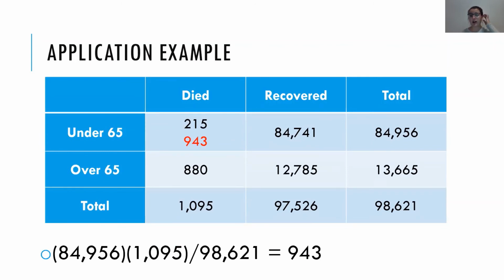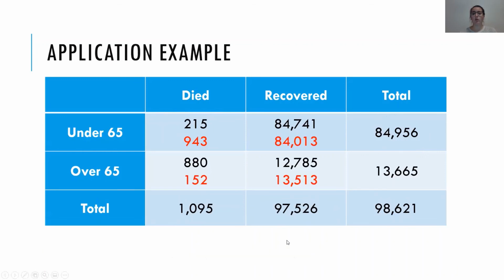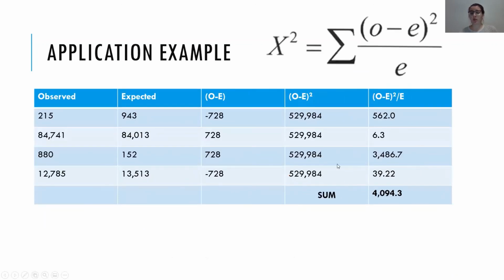Our first step to do our chi-square test is going to be to calculate our expected values. Again, you're going to take that row total times the column total divided by the table total. For this first category, for people who are under 65 who have died of COVID, we're going to go across, take our row total, 84,956, multiply it by our column total, 1,095, and then divide it by our table total of 98,621. Then we get this expected value of 943. We're going to go through and do this 3 more times, so we have an expected value for each possible cell in our table.